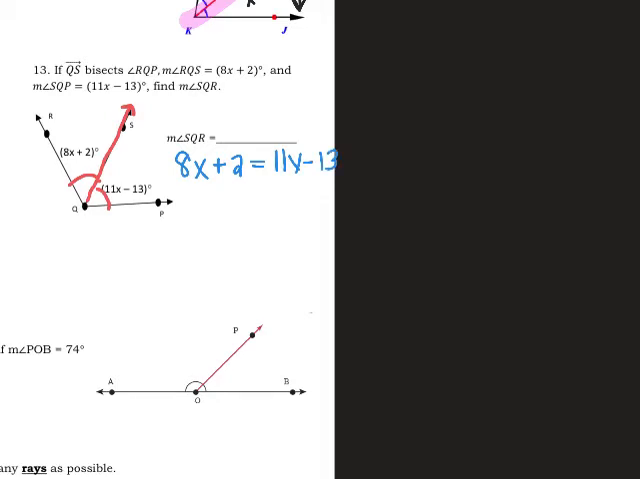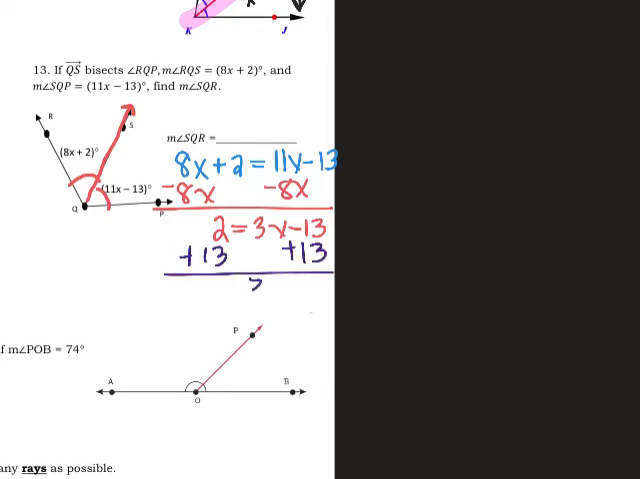All right, what do we want to move over first? The 8x. Okay, let's subtract 8x. 11 minus 8 is 3. And what else can I move over? Add 13. So 3x is equal to 15. What's our last step here? Divide by 3 and x is equal to 5.